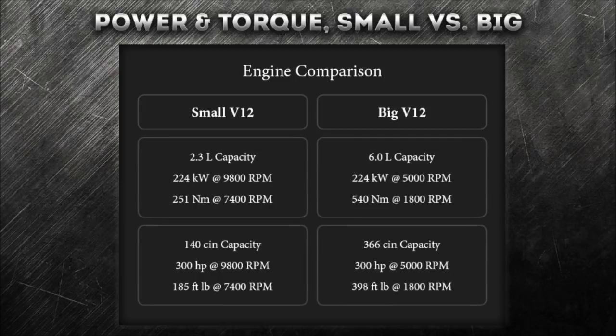One is a 6-liter engine making 540 Nm or 398 foot-pounds of torque at 1800 RPM. The other one is a 2.3 litre engine making 251 Newton meters or 185 foot-pounds of torque at 7500 RPM.